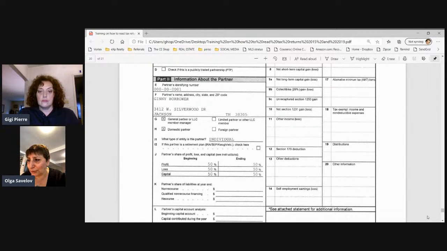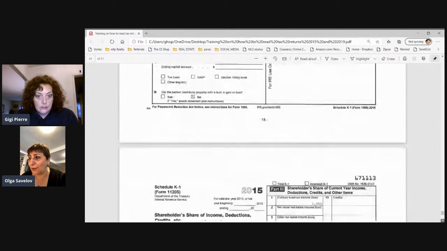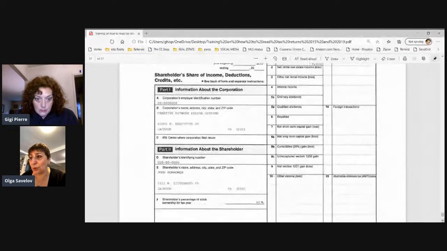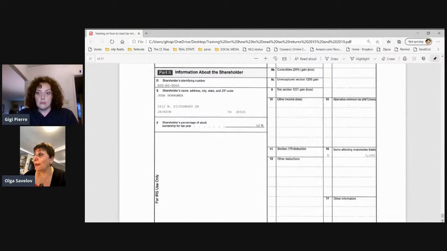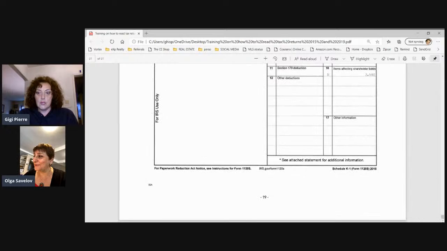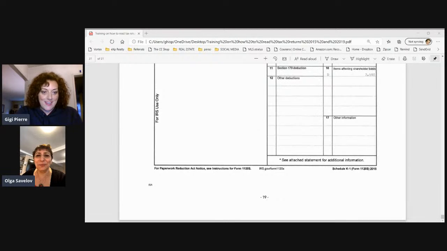So the last one, Creative Network Design, showed that ordinary income was 4,000, and this one is also a shareholder of 50%. We again would need to review and analyze the business tax return. And that concludes our how to read a tax return. Now, I know it's been very complicated and too much information.